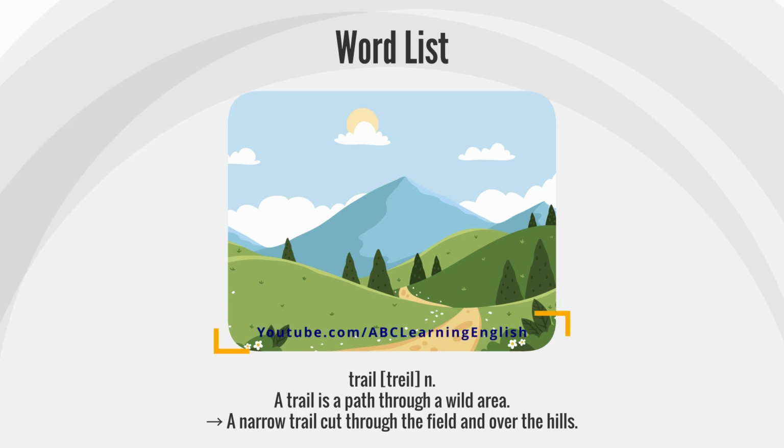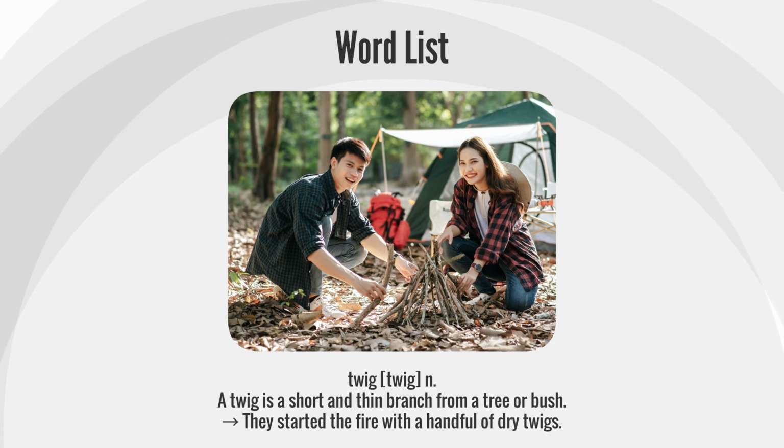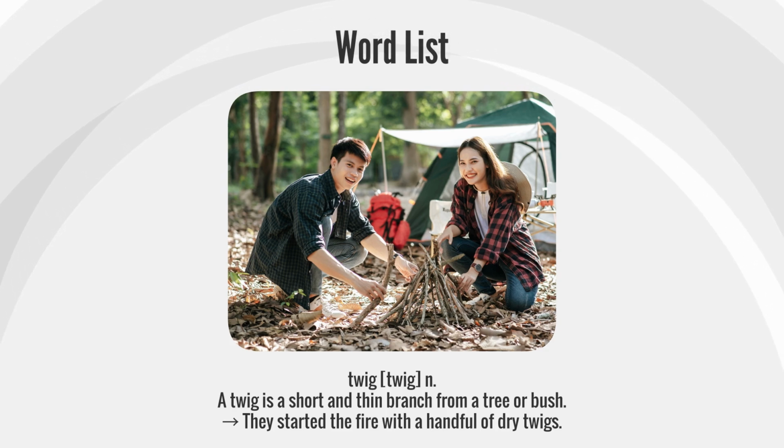Trail. A trail is a path through a wild area. A narrow trail cut through the field and over the hills. Twig. A twig is a short and thin branch from a tree or bush. They started the fire with a handful of dry twigs.